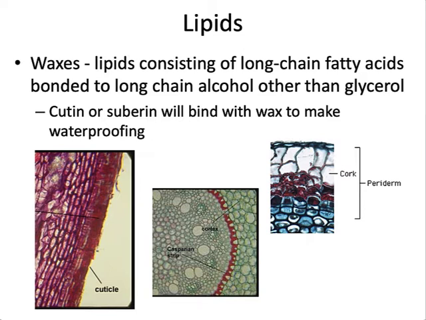Waxes often bind with cutin or suberin to make waterproofing in plants. Cutin and suberin are also lipid polymers that are insoluble in water. The plant cuticle secreted from the epidermis of leaves and stems has the cutin in it, and suberin, we know, is found in the endodermal Casparian strip of the root, as well as the periderm of woody plants. That is to say, the suberin is found in the cork cell walls of the woody tissue.